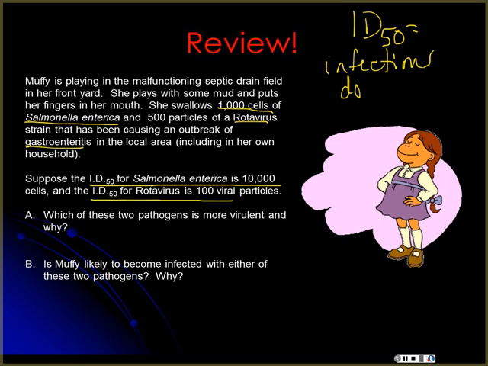Your ID50 is your infectious dose 50%. So that's the dose where if you exposed a group of people to that amount, half would get infected and half would not. So based on that, which of these two is going to be more virulent? The rotavirus, because it takes fewer. It only takes 100 rotavirus particles to infect 50% of the people who get exposed, but it would take 10,000 of the Salmonella enterica.